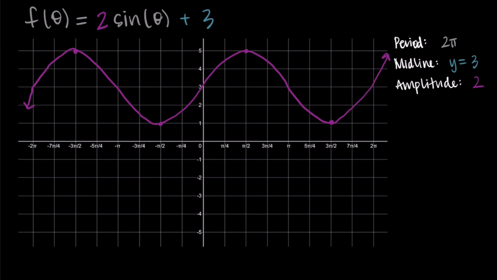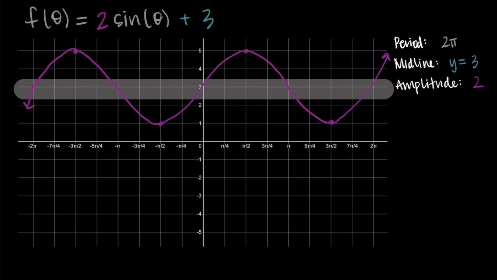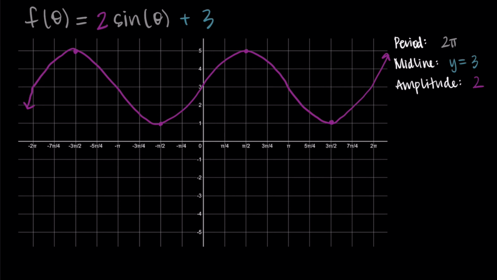Then my midline is at y equals 3, as I wanted, and my amplitude is 2. So I see that the height from the midline up to the top or bottom is 2.